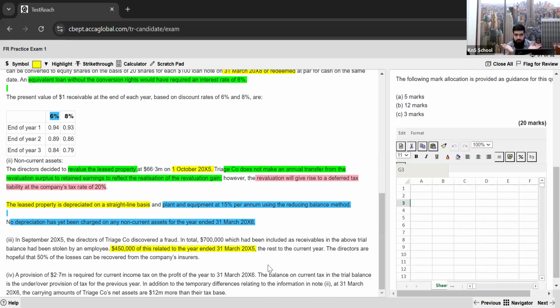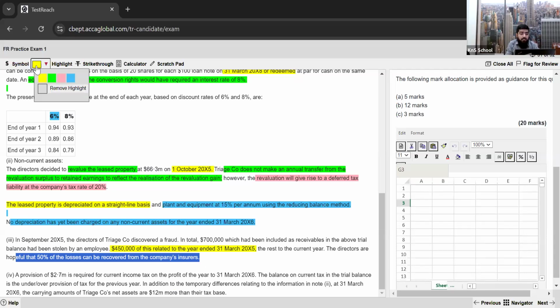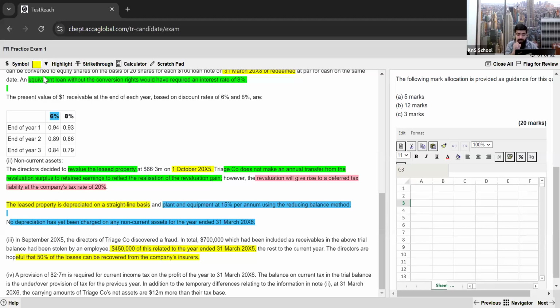The total loss is 700,000, out of which 450 is for the previous year and the remaining 250 is for the current year. The directors are hopeful that 50% of the loss can be recovered from the company's insurer. Now, that is a debatable part: the directors say that we are hopeful that 50% of the loss will be recovered. Remember, there is uncertainty. Directors are hopeful, they are not confident.